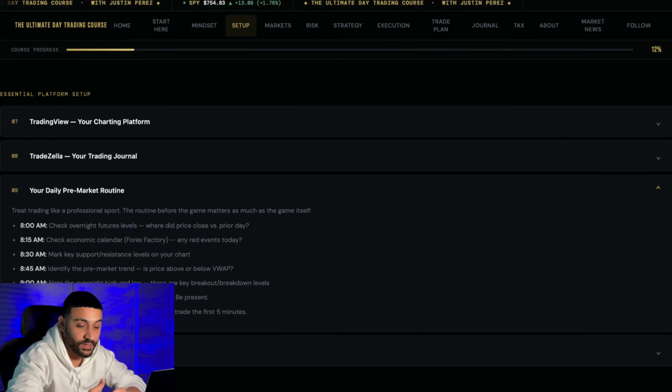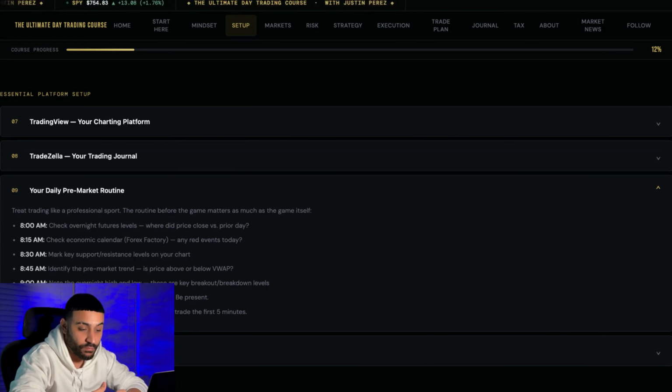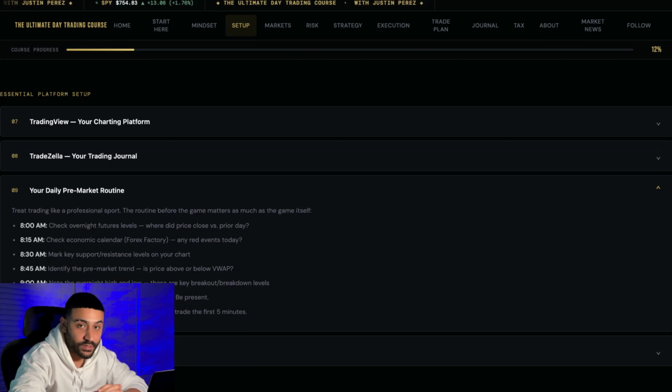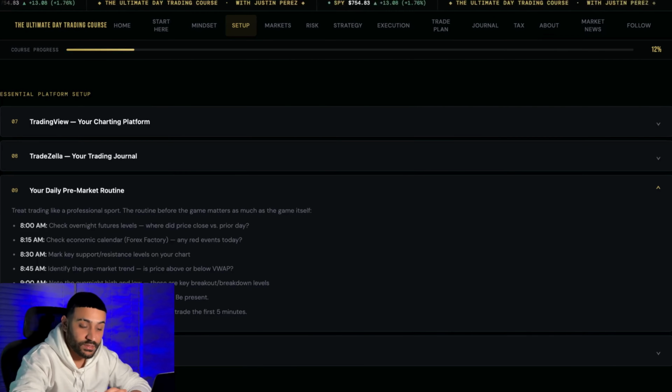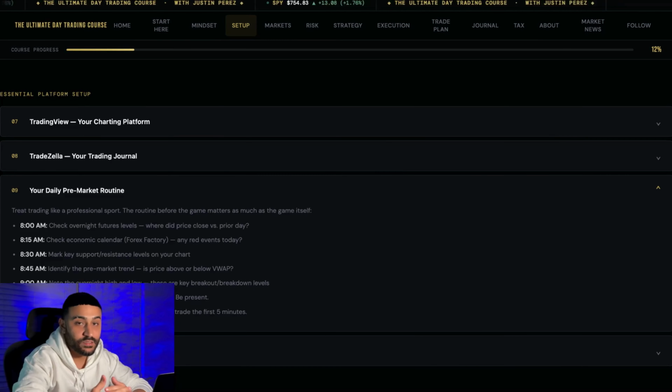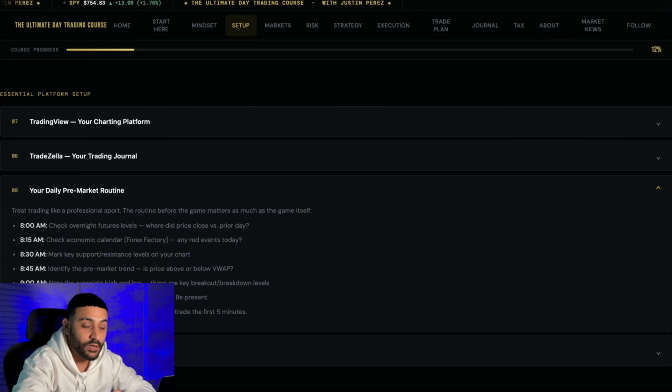8:45, identify the pre-market trend. Is price above or below VWAP? 9 a.m., note the overnight high and low. These are key breakout and breakdown levels. 9:25 a.m., clear your mind, no phone, no distractions, be present, and make sure that you're level-headed. 9:30, market opens. Watch the ORB form. Do not trade for the first 5 minutes, and in most instances, I say don't trade for the first 15 minutes. If you are going to trade, at least wait for that 15-minute ORB breakout.